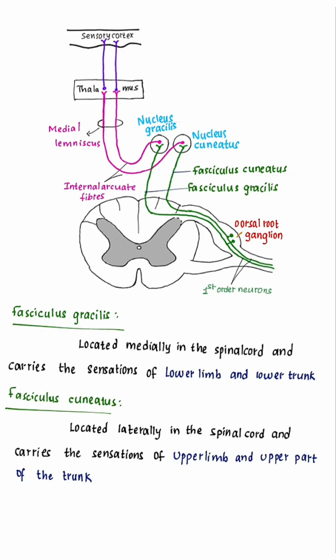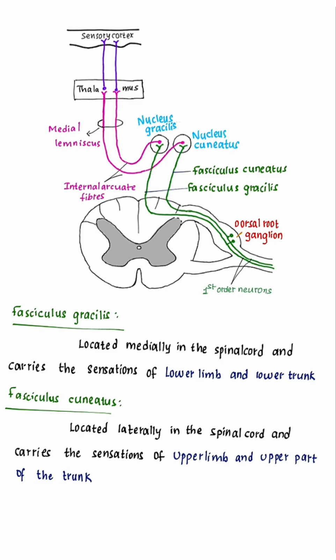Fasciculus gracilis is located medially within the spinal cord. It carries the sensations from the lower body. Fasciculus cuneatus is present laterally within the spinal cord. It carries the sensations from the upper body. Fasciculus gracilis carries sensations from the lower limb and lower trunk, and fasciculus cuneatus carries sensations from the upper limb and upper trunk.